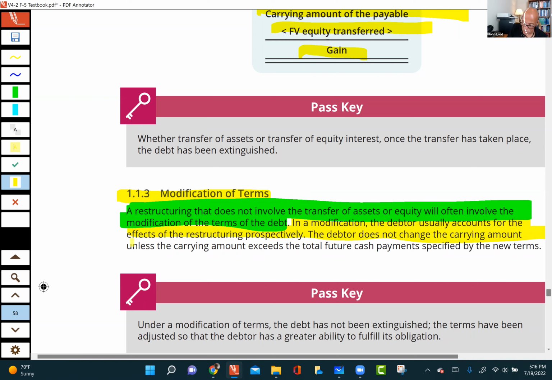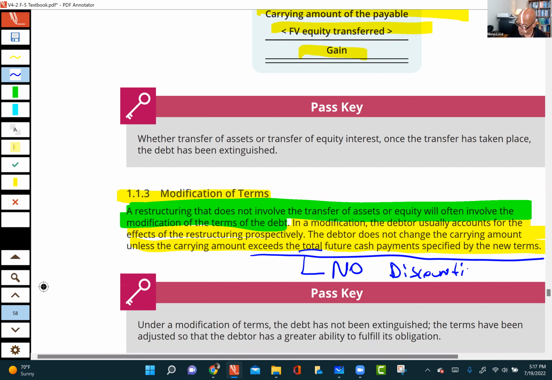The debtor does not change the carrying amount unless the carrying amount exceeds the total future cash payments specified by the new terms. Now, what's interesting here, when we say total future cash flows, I want you to put in no discounting. So let's say you owe me $1 million and you come to me, you say, John, I can't pay the $1 million. And you and I go back and forth and we negotiate for some time. And finally, we agree that you're going to pay me $1 a year for the next 1 million years.